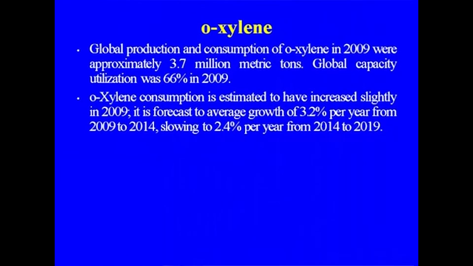Another important product which we are getting from the catalytic reforming, when we are doing the paraxylene manufacture, is the orthoxylene, which is a byproduct of the paraxylene plant. A major portion of the orthoxylene is going for the manufacture of phthalic anhydride. The global production and consumption of the orthoxylene in 2009 was approximately 3.7 million tons. Global capacity utilization was 66%. Orthoxylene consumption is estimated to have increased slightly in 2009, and it is forecast to average growth of 3.2% per year from 2009 to 2014.